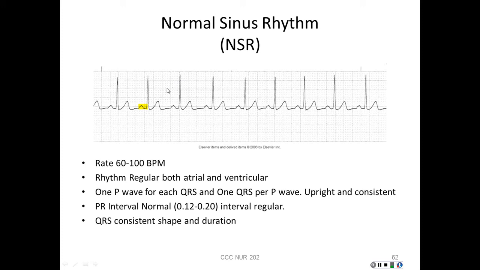Again, when we're looking at our rhythms, go back to your 5-step. Look at your ventricular rate, then look at your atrial rate. The atrial rate is calculated by counting the number of P waves in that 6-second strip. So 1, 2, 3, 4, 5, 6, 7, 8, 9. Your rate is 90, but look how close it is to the ventricular rate. So we know that this is basically 1-to-1. You've got a P wave for each QRS, and a QRS for each P wave.